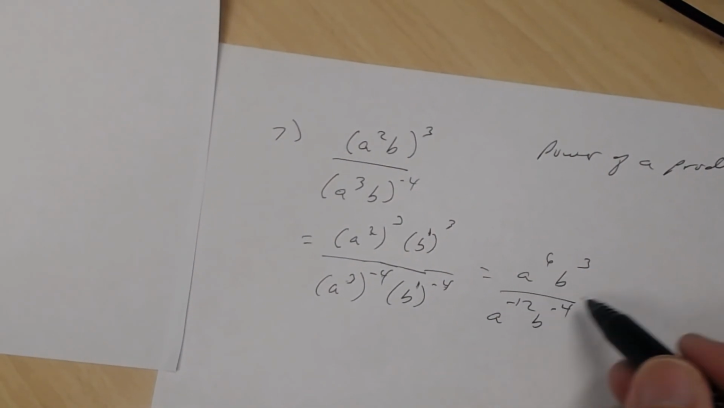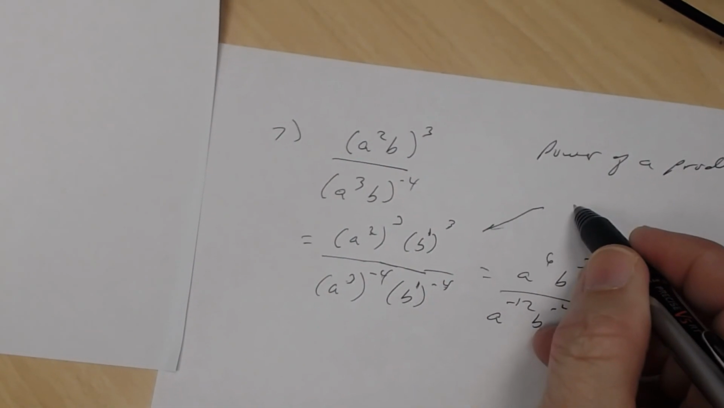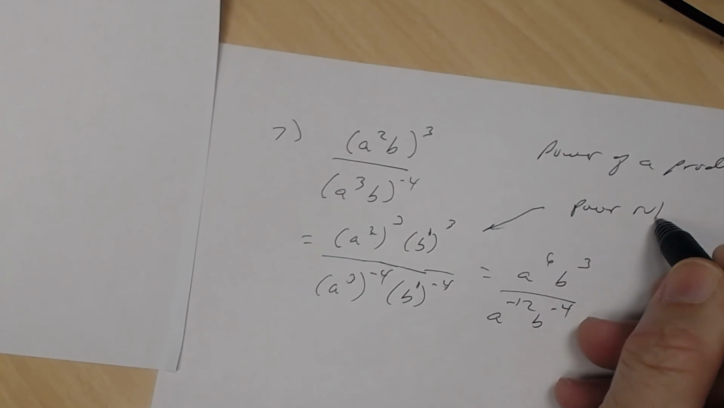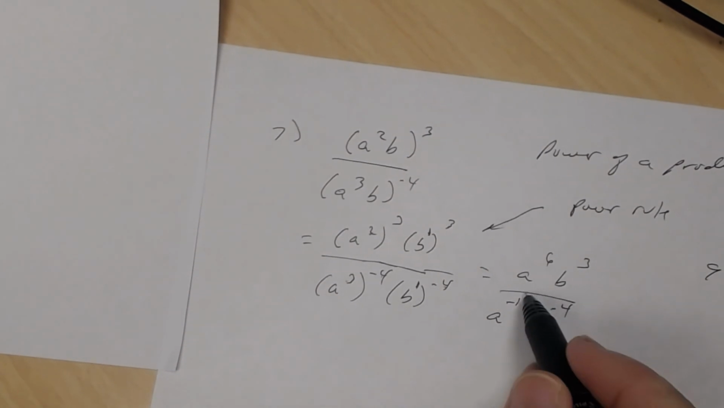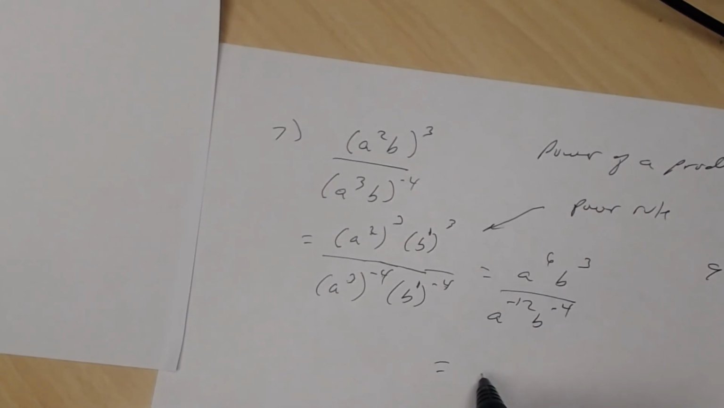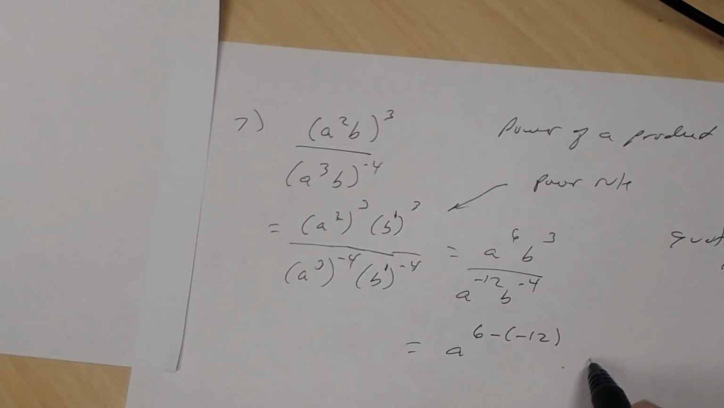And so now I'm going to use the quotient rule. So remember, what I used here was the power rule, and now I'm going to use the quotient rule. And so we divide like bases, subtract exponents. So that's a to the 6, subtract negative 12, times b to the third, subtract negative 4.